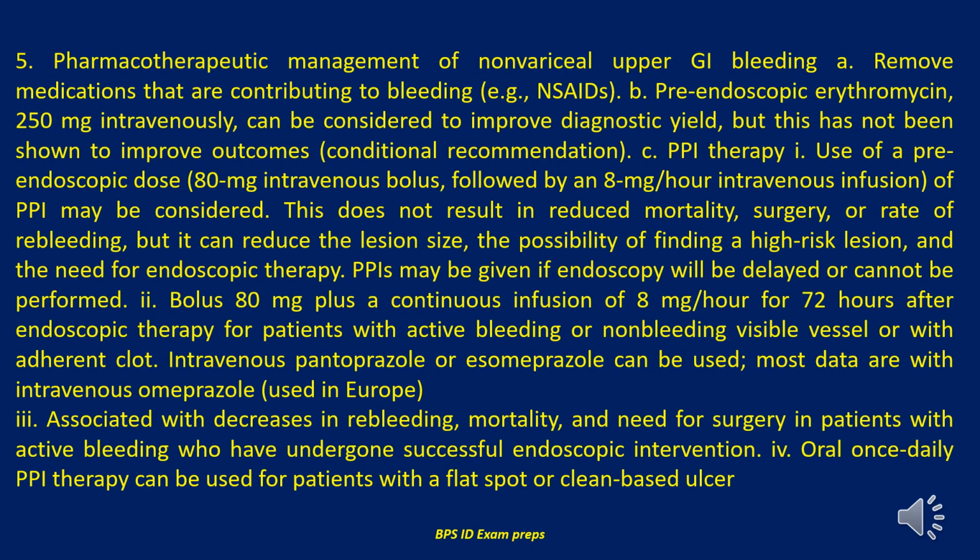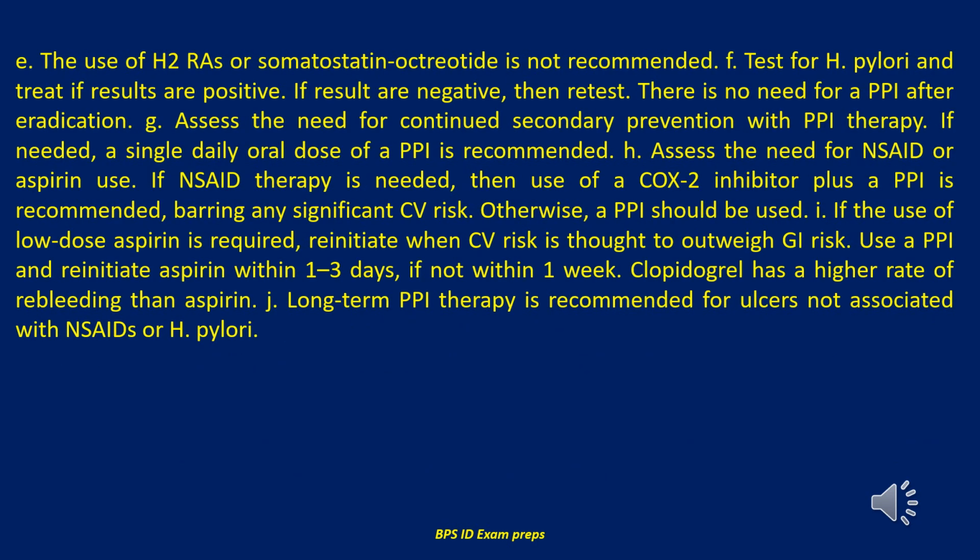Oral once-daily PPI therapy can be used for patients with a flat spot or clean-based ulcer. E. The use of H2RAs, or octreotide, marketed as somatostatin, is not recommended. F. Test for Helicobacter pylori and treat if results are positive. If results are negative, then retest. There is no need for a PPI after eradication. G. Assess the need for continued secondary prevention with PPI therapy. If needed, a single daily oral dose of a PPI is recommended.